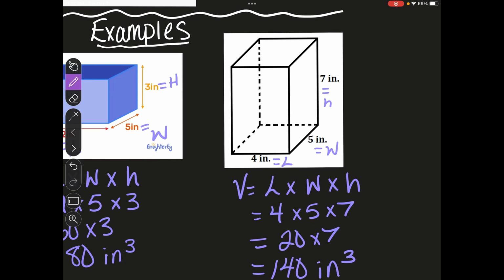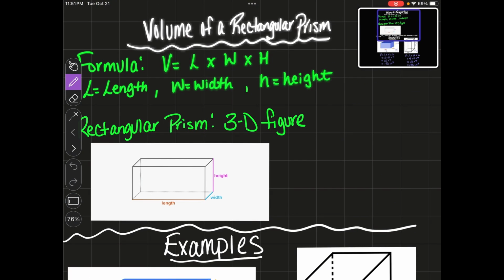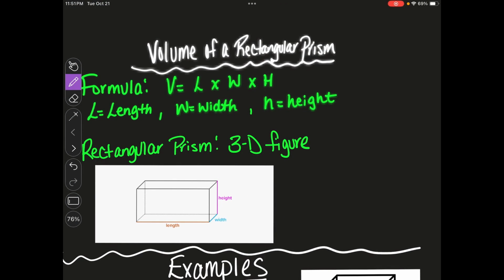So how do you know which exponent to use? Okay, so for the volume, since volume is measured in cubic units, it's going to be the exponent 3. But if you're trying to find the area, it would be the exponent 2. Okay? And that is all for the volume of a rectangular prism.